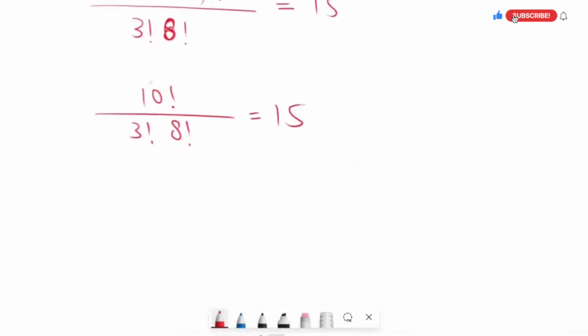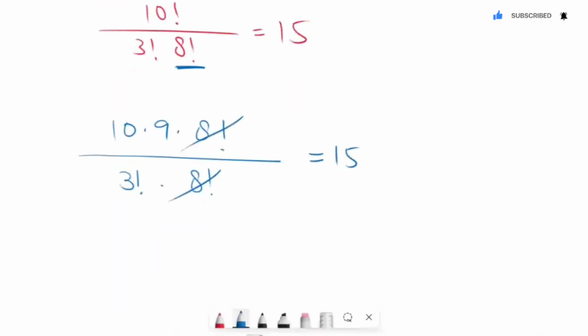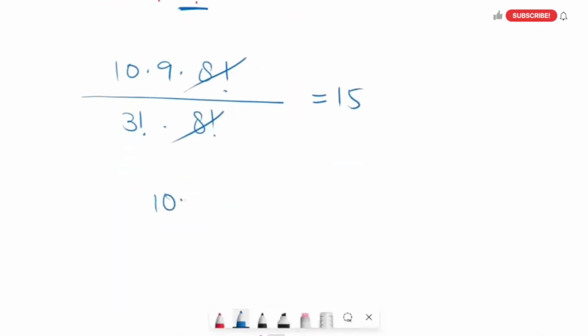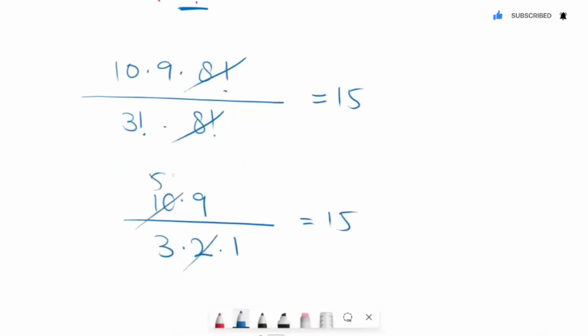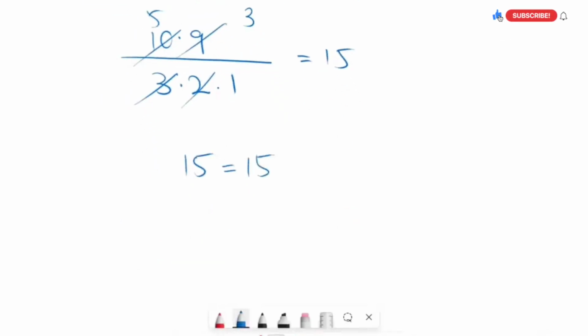Now we are going to write the factorial of 10 here: 10 times 9 times 8!, I end up at 8! because I am going to cancel it with the denominator. So 10 times 9 times 8! over 3! times 8! is equal to 15. Here the 8! terms get cancelled, so the remaining expression is 10 times 9 over, now the factorial of 3, 3 times 2 times 1 is equal to 15. This gets cancelled by 5 and this by 3. So we get 15 is equal to 15. So the second value of m, that is −2, is also absolutely correct.